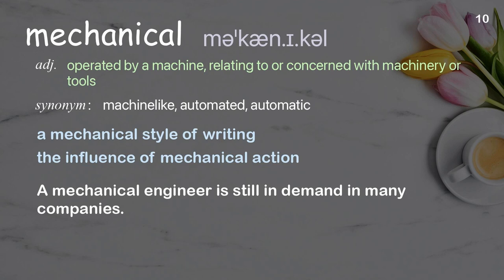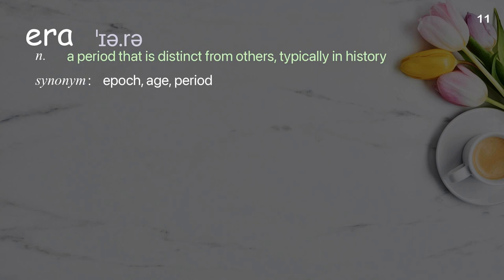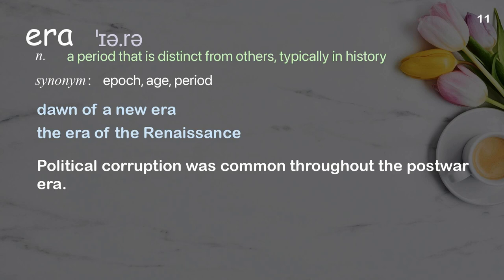Era. A period that is distinct from others, typically in history. Examples. Dawn of a new era. The era of the Renaissance. Political corruption was common throughout the post-war era.